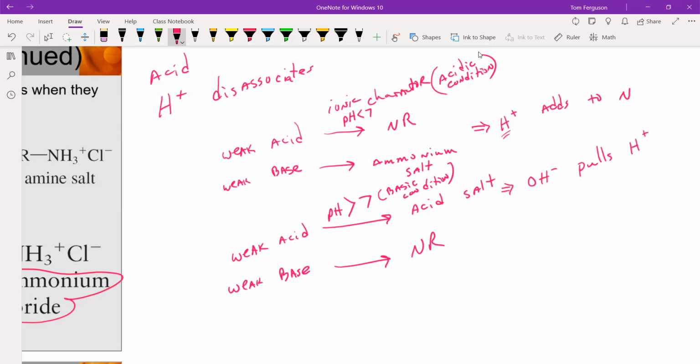In basic conditions, the acid is going to be deprotonated by the OH, forming water, which leaves the acid salt left over. And with the base, nothing happens because there's no H plus to add to the nitrogen. This is a frequent question on worksheets and tests. Are there any questions about this?